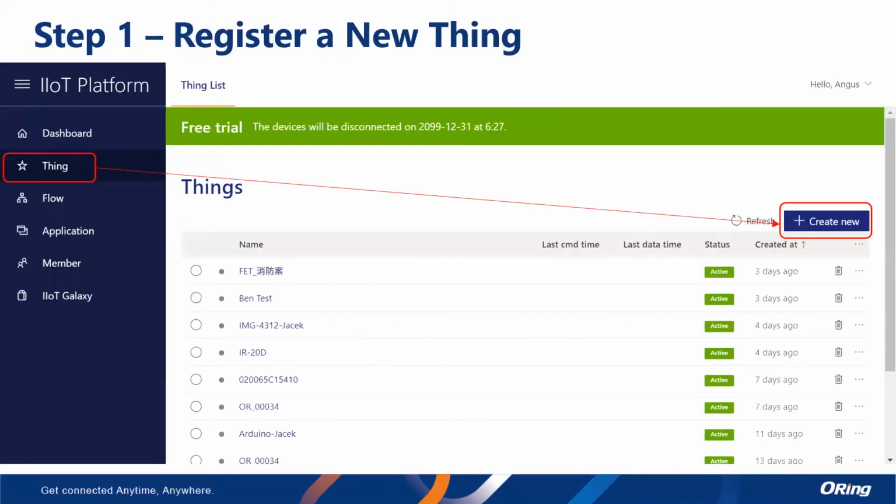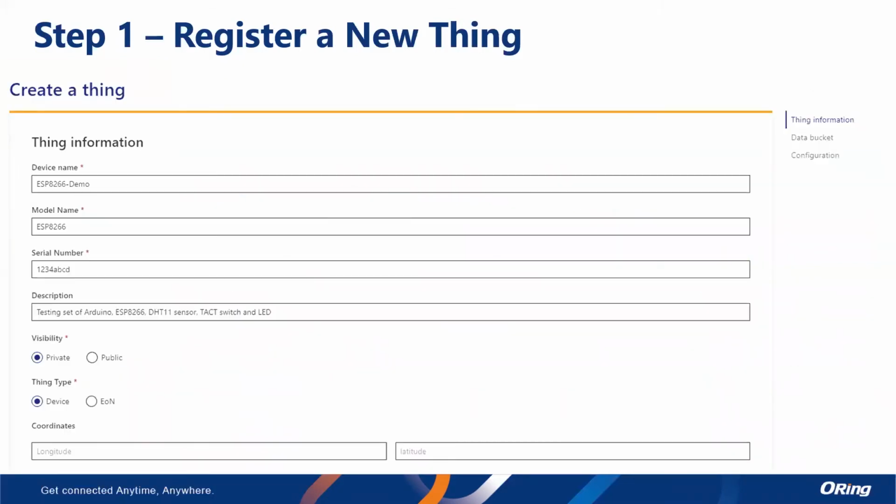Okay, so let's move on to our first step. Once your PaaS account is registered, you can already start to register and add new things, new devices, in the cloud platform. In this case, you have to go to the Thing menu on the left and click the button with plus and create new device. The new window will pop up with Thing information, data bucket, and configuration, where you need to put the information of your device.